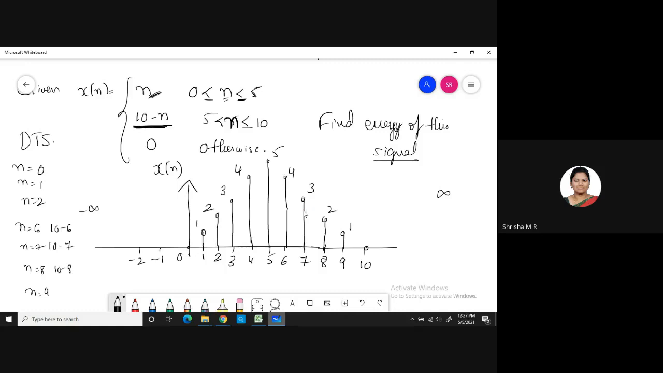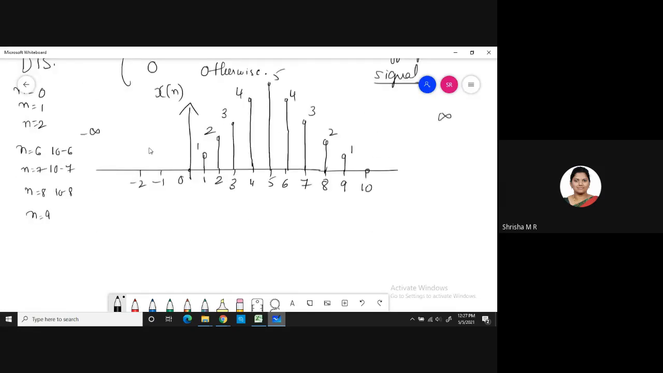So you have to find the energy of this signal. How will you find energy? What is the equation for energy for discrete time signals? Can anyone tell the equation for energy for discrete time signals? Ma'am, summation n equal to minus infinity to infinity, modulus of x of n whole square. Correct. But what is the equation for x of n?